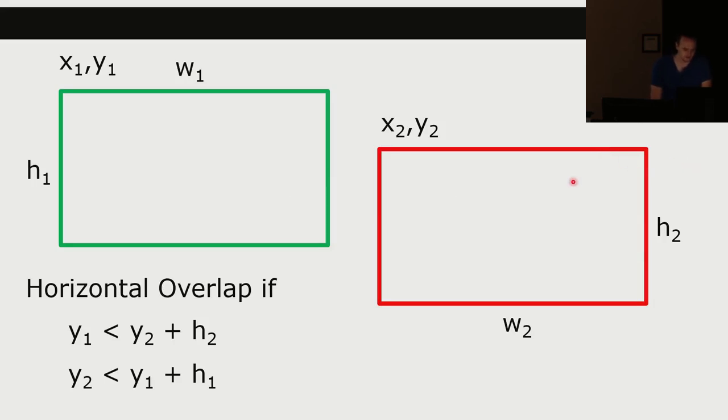So how would we detect it? The top of this, y1, has to be less than y2 plus h2, so it has to be above this one. Because y is flipped, above means less than. And also, y2, the other top, has to be less than y1 plus h1 down here. So there is horizontal overlap if this is true.